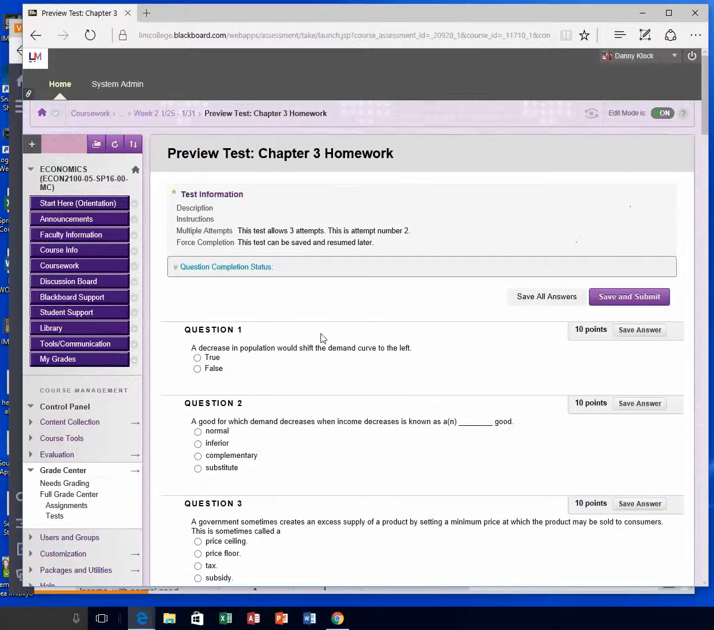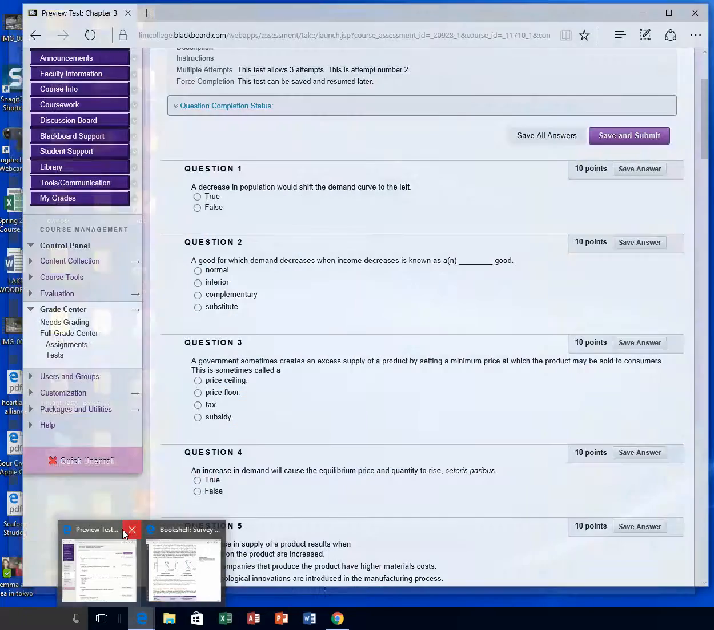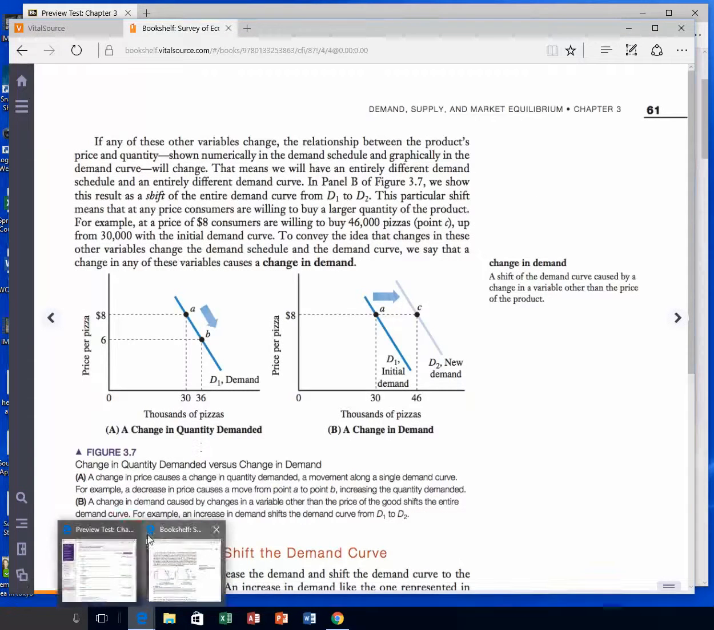And again, it's always better to do these homeworks when you have your textbook available, which I have right here. So let's go back and take a look at this thing.